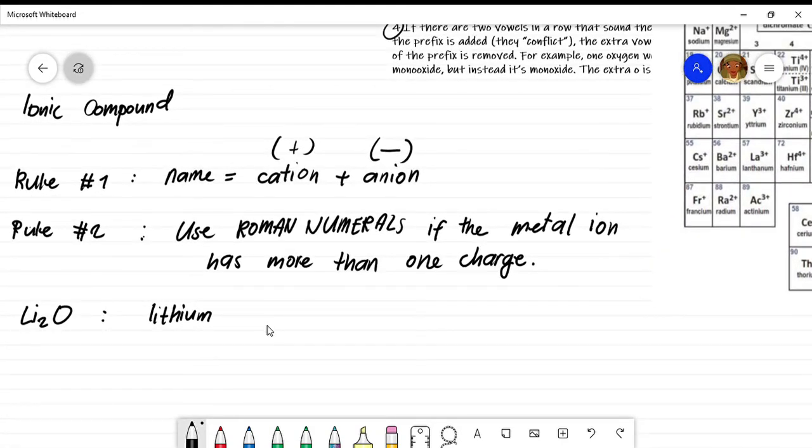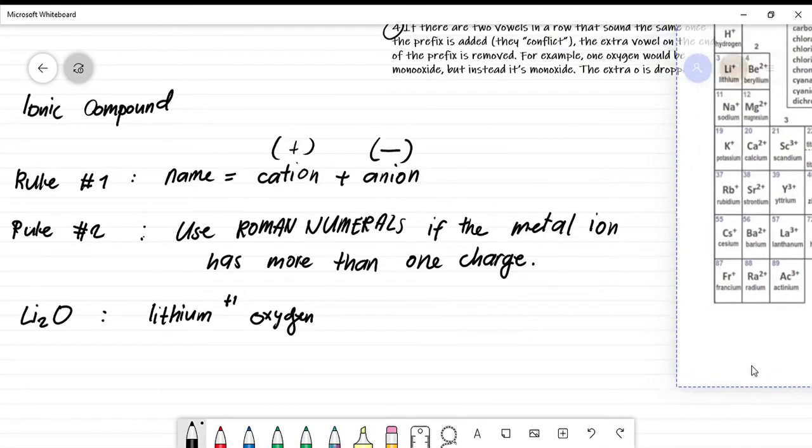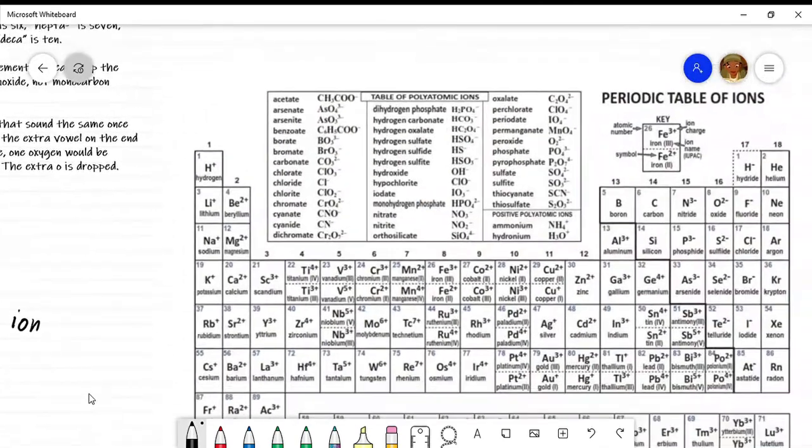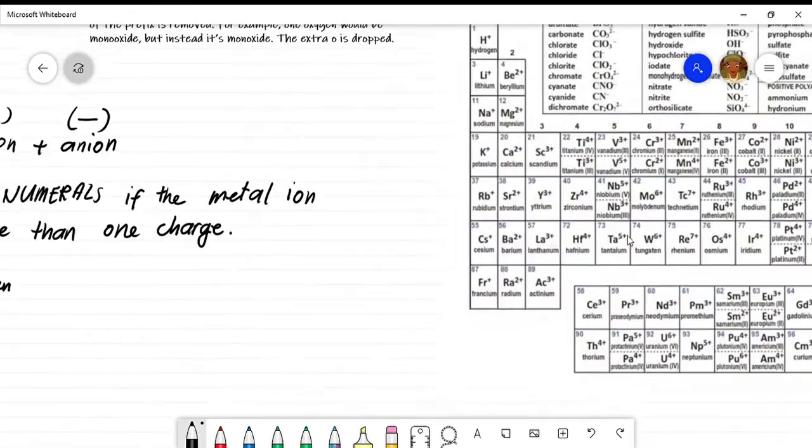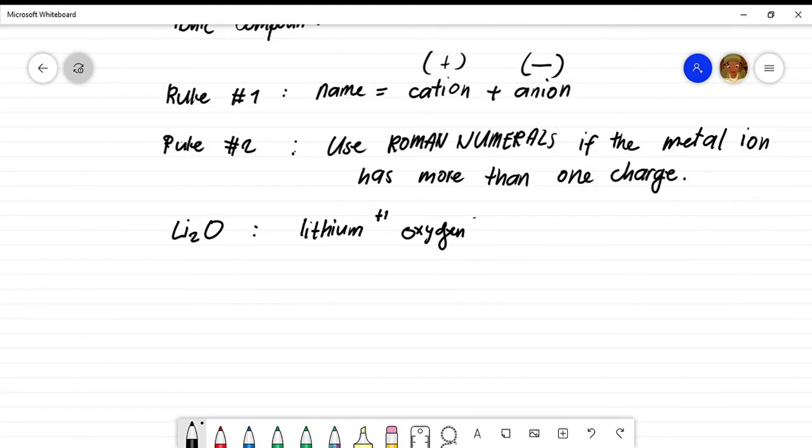So I'll just draft it right here. The charge is 1, and oxygen is an anion, so oxygen is negatively charged. It's -2. So the name for this is lithium oxide.